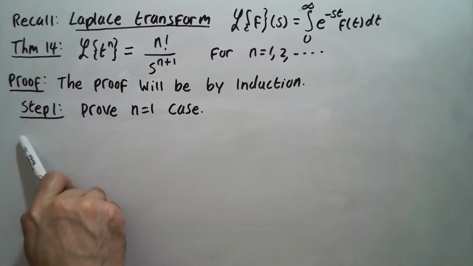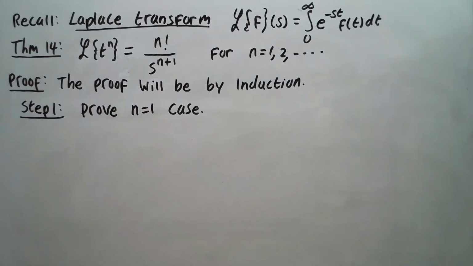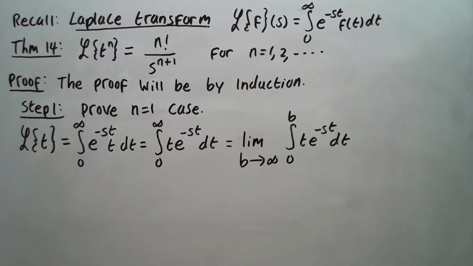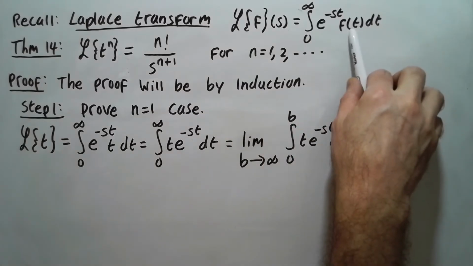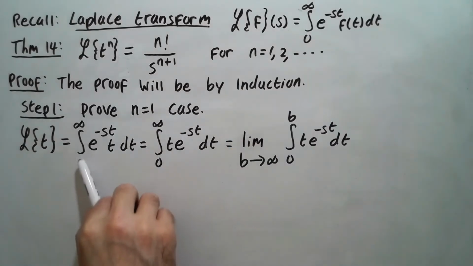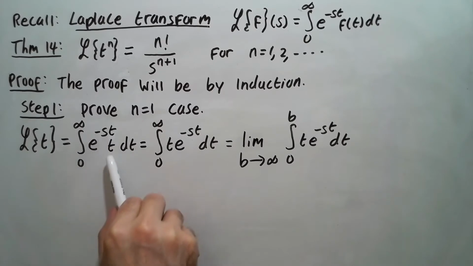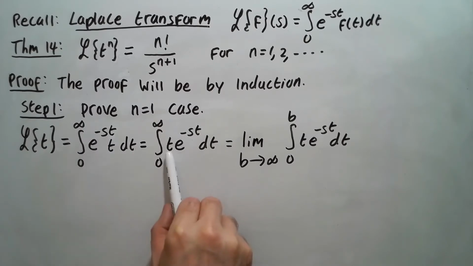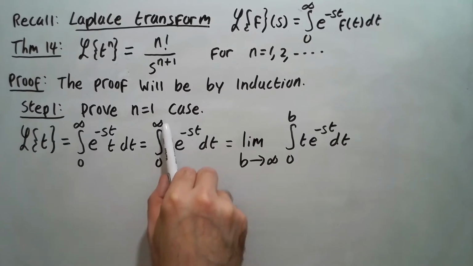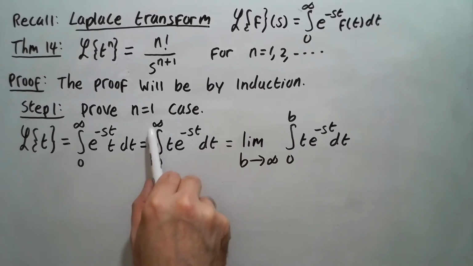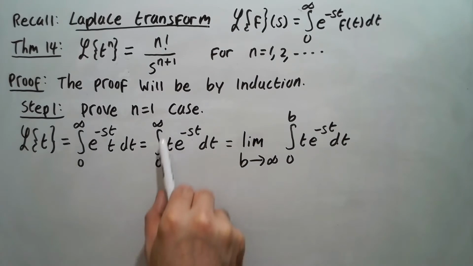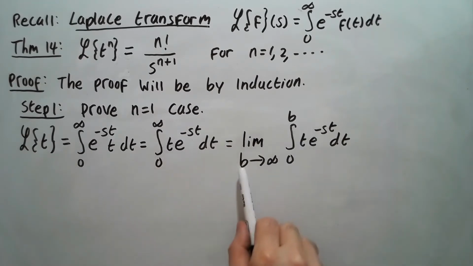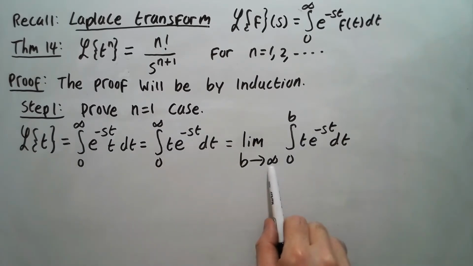So let's write the definition of Laplace of t right here. My f up here would be just t. So it's going to be the integral from 0 to infinity of e to the minus st t dt. I can bring the t in front, which I've done here. Then this is an improper integral, since we're going to infinity up here, so I can replace infinity with a b and take the limit as b goes to infinity.